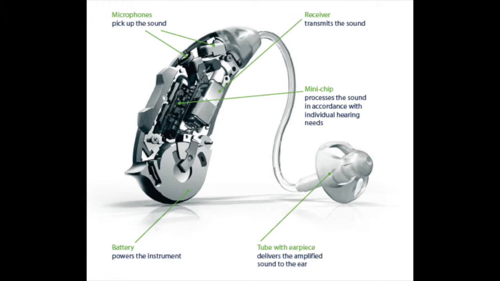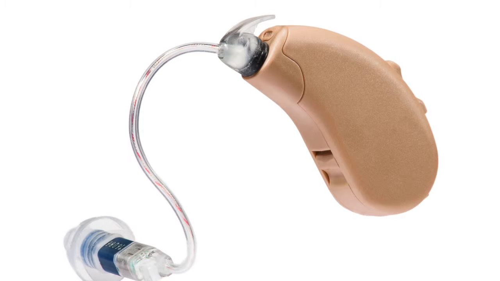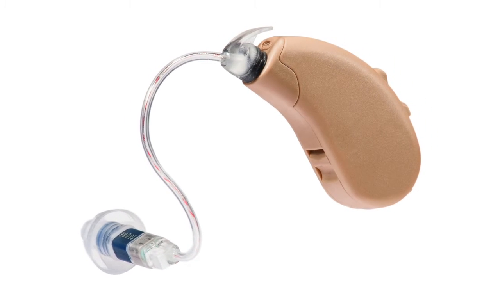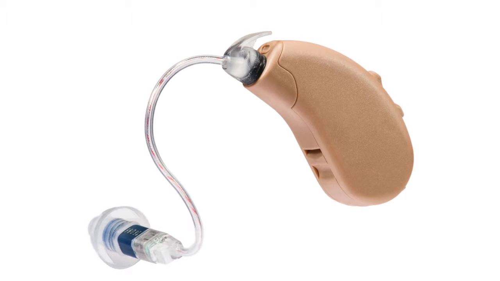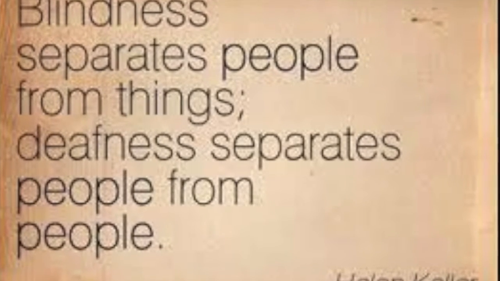This works because hearing aids receive sound through a microphone, which converts the sound waves to electrical signals and sends them to an amplifier. The amplifier then increases the power of the signals and then sends them to the ear through a speaker. Hearing aids help society because they help humans. They help humans because it allows people who cannot hear to hear better. Because, like Helen Keller said, after all, blindness separates people from things, but deafness separates people from people.